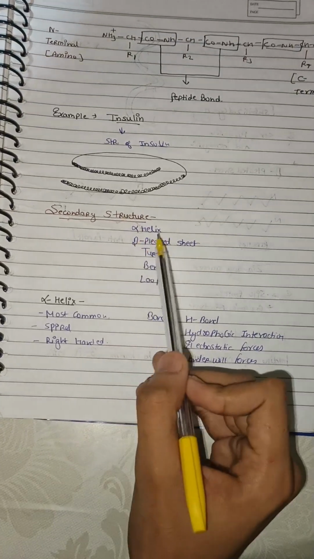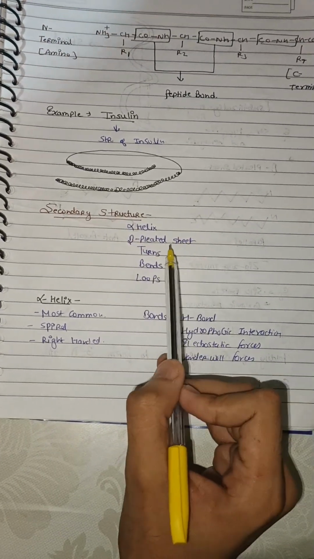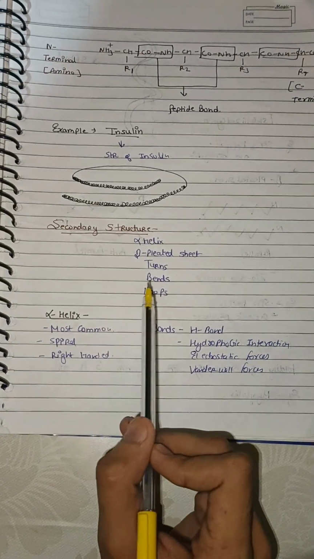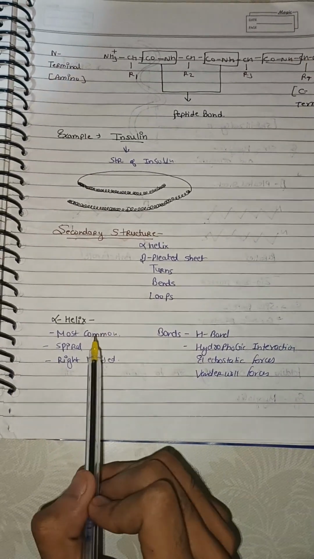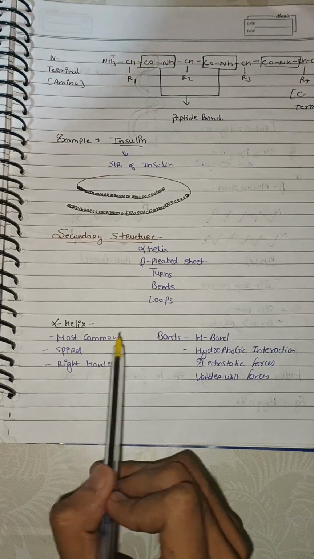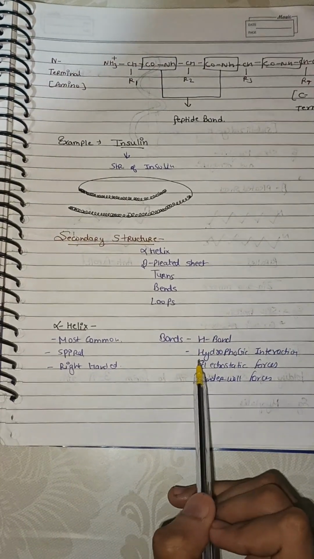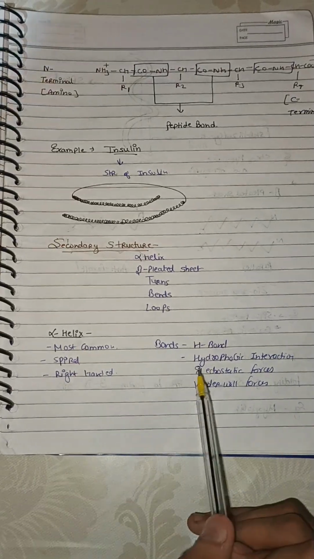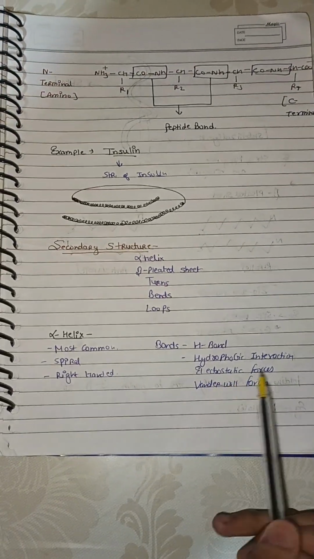The second is about secondary structure. In secondary structure, we can see alpha helix, beta pleated sheet, turns, bends and loops. The first is alpha helix, which is a secondary structure of protein, which is the most common and spiral. The bonds in alpha helix are hydrogen bonds and the interaction is hydrophobic interaction, and there are two forces in alpha helix structure, which are electrostatic forces and van der Waals forces.